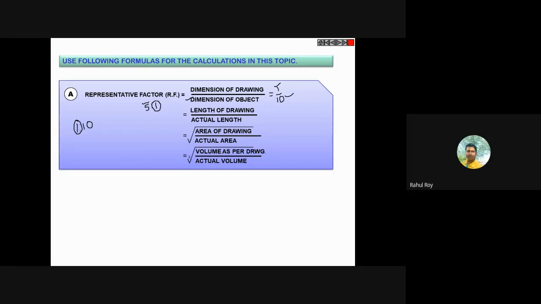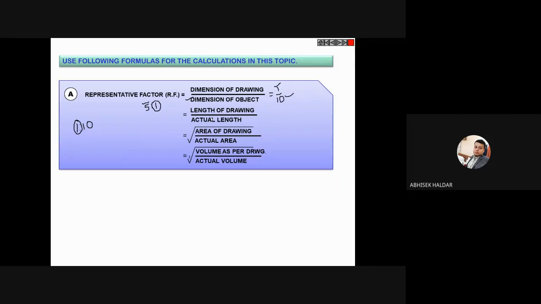Yes, sir. It's very basic, but in viva it is asked. Say for example RF is 1 is to 20, what is the type of scale? The type of scale is nothing but your reducing scale. So in that way you have to know this definition, that RF is basically dimension of drawing divided by dimension of the object.